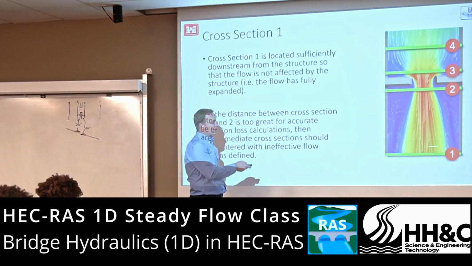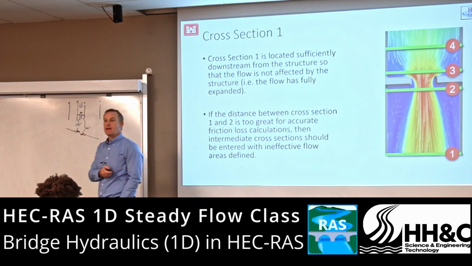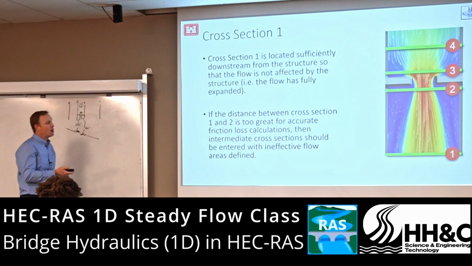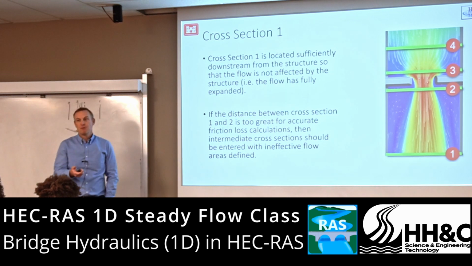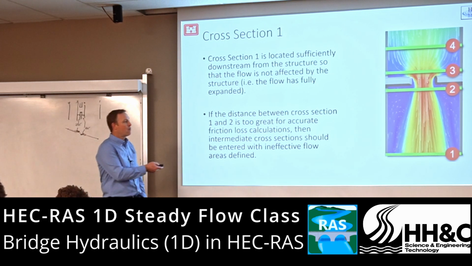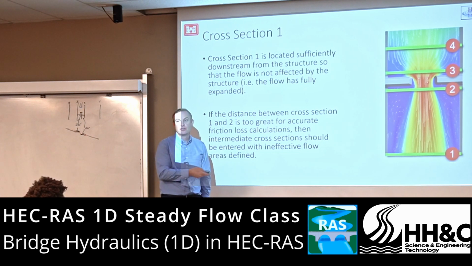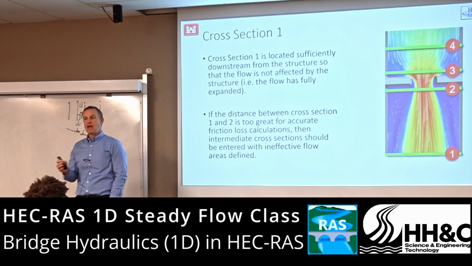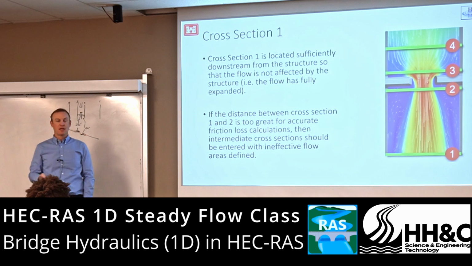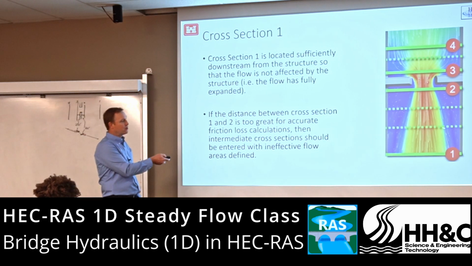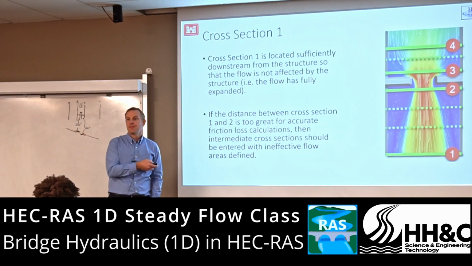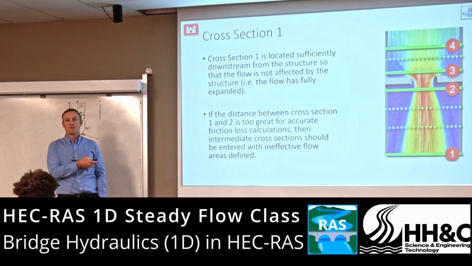Cross-section one is sufficiently downstream where we're back to full flowing cross-section, okay? That's important to know. But the first question people ask is, well, what if my floodplain is changing between cross-section one and cross-section two, what do I do? It's okay, it's just the way we talk about bridge modeling. You can still insert additional cross-sections. Not a problem, okay?